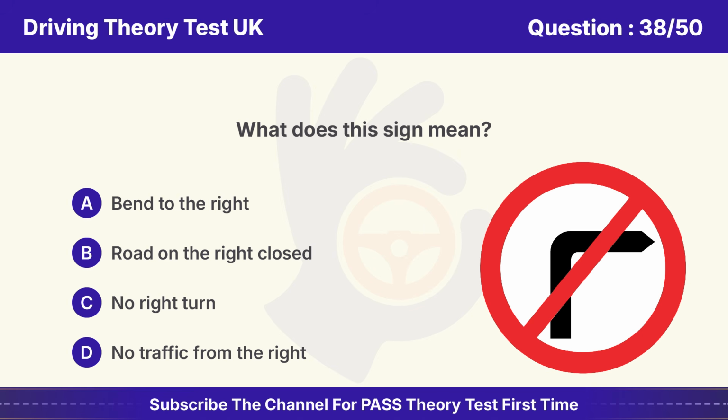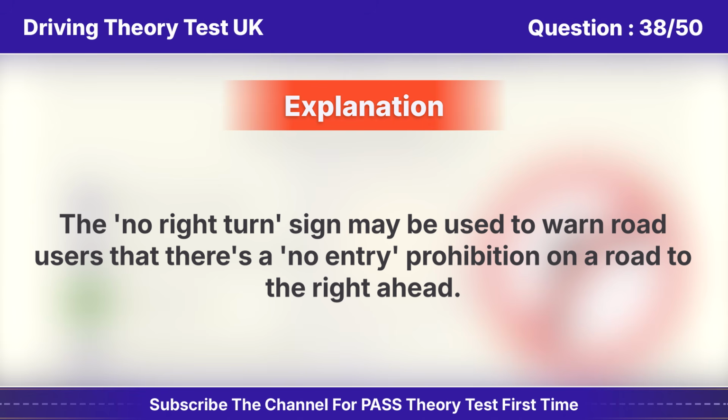Question 38. What does this sign mean? Answer is C. No right turn. The no right turn sign may be used to warn road users that there's a no entry prohibition on a road to the right ahead.